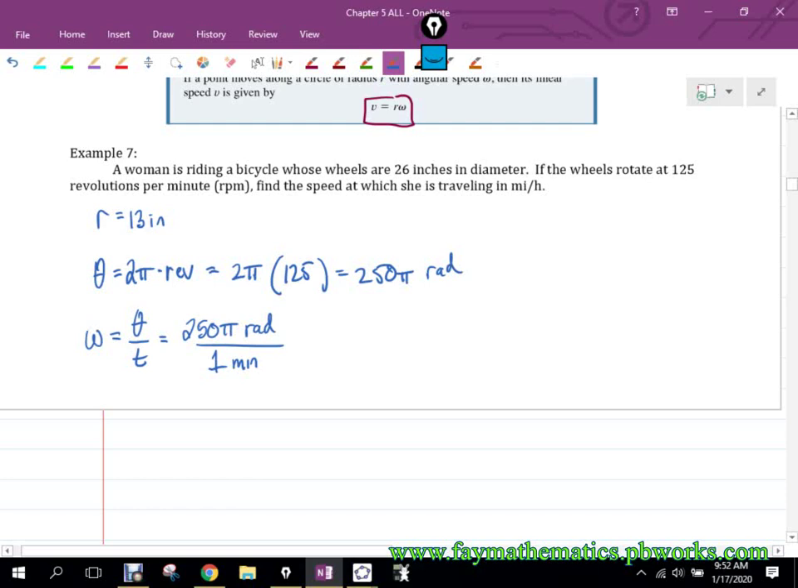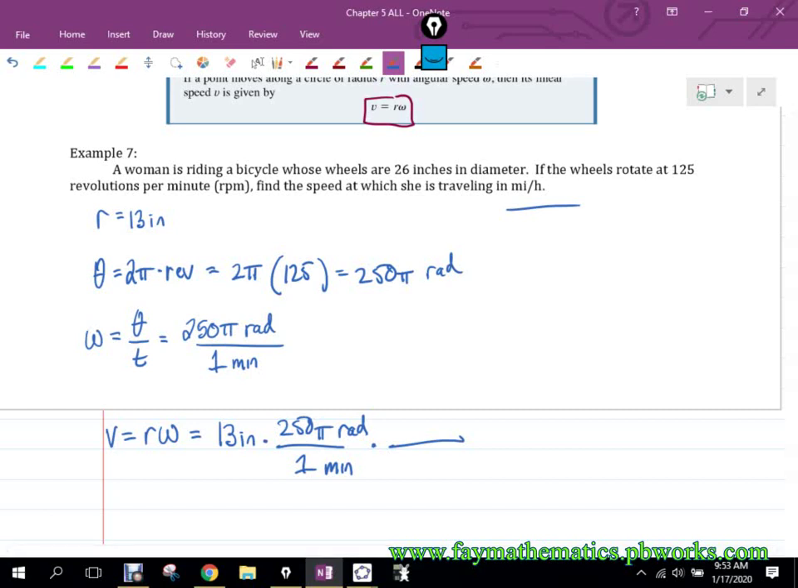Okay, thank you. So now, if I want to find the linear speed, it's r times omega, right? What's r? 13 inches times omega, which was 250 pi radians per 1 minute. Now I'm going to keep going because they want me to go miles per hour. So here's the thing, guys. Always do the work to find linear speed and omega in the units that are provided with the information. Once you have that, then answer the question about putting it in miles per hour. So what do I need to multiply by? The radians are dimensionless, so they cancel.